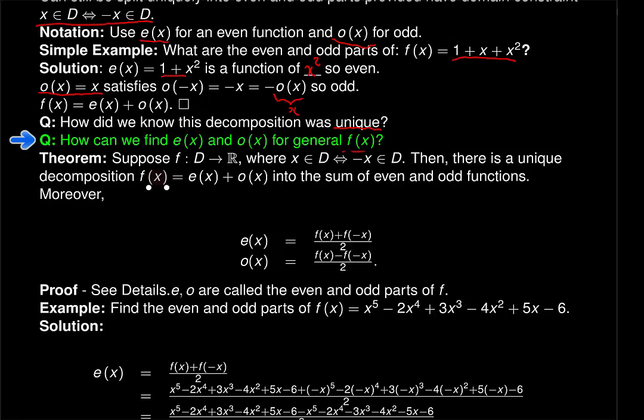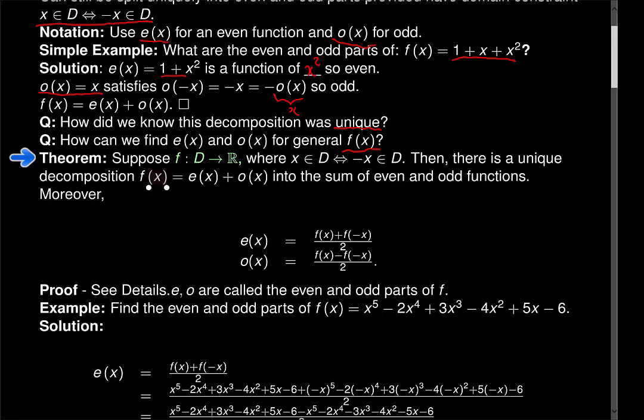These questions are answered by the following theorem, which is fairly easy to prove, but we'll defer the proof to the details. Suppose that f is a function from some domain to the real line, where the domain satisfies this necessary condition for these symmetry properties: that x is in the domain implies minus x is in the domain. Then there is a unique decomposition: f of x is e of x, the even part, plus o of x, the odd part, so into the sum of an even and an odd function.